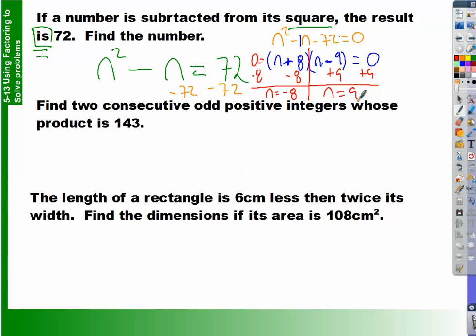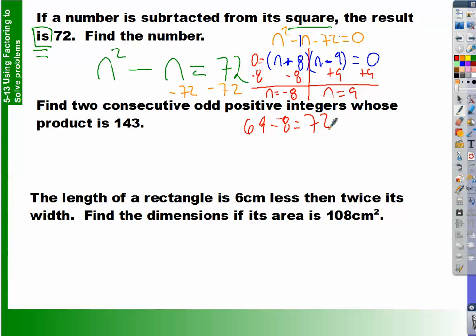So we are going to square both these numbers. So what is the square of negative 8? Negative 8 times negative 8. 64. Minus the number, in this case, negative 8. 64 minus negative 8 is? 72. Because subtracting a negative is the same as adding. All right, so that checks out.